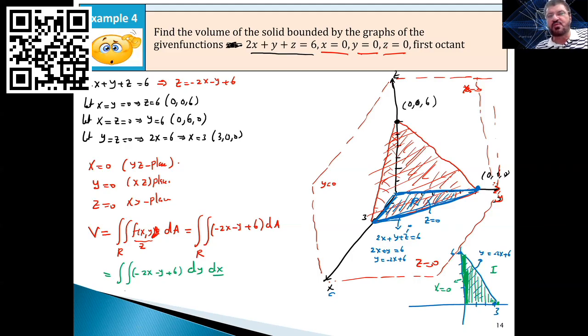All right, x is from where to where? From 0 to 3. How about the y? What is the bottom of this scanner? This slight vertical line. What does it start with? This is y equal what? 0. So from y equals 0 up to y equal to what? Minus 2x plus 6. This is how you set up your integral. And of course, now you integrate from inside.